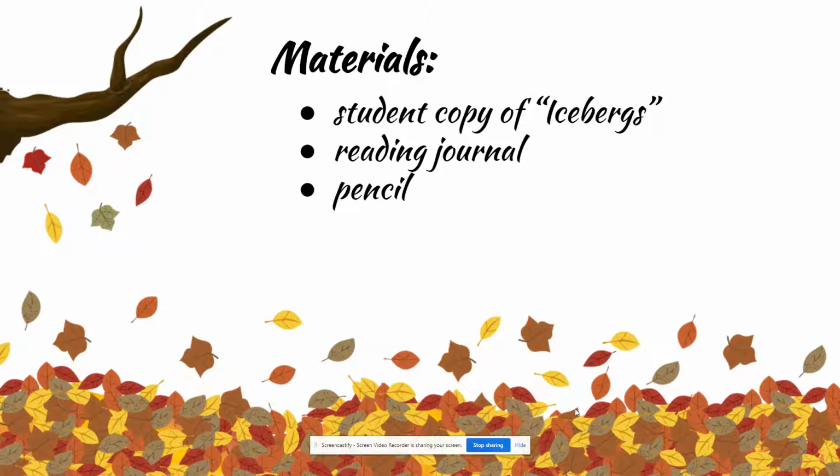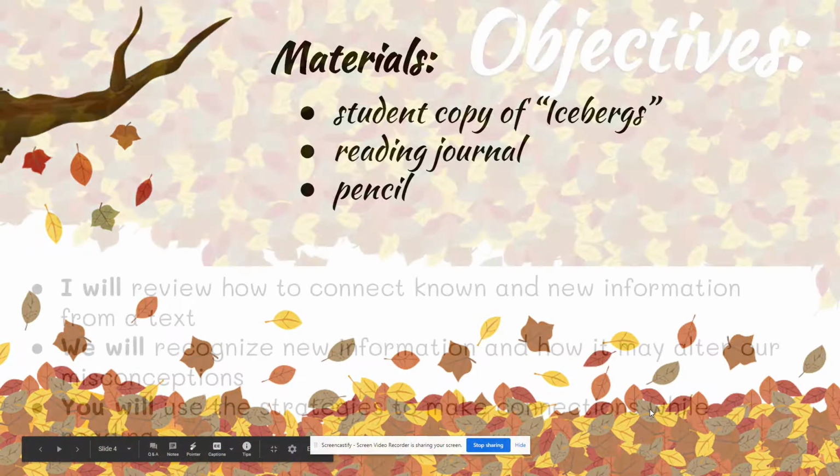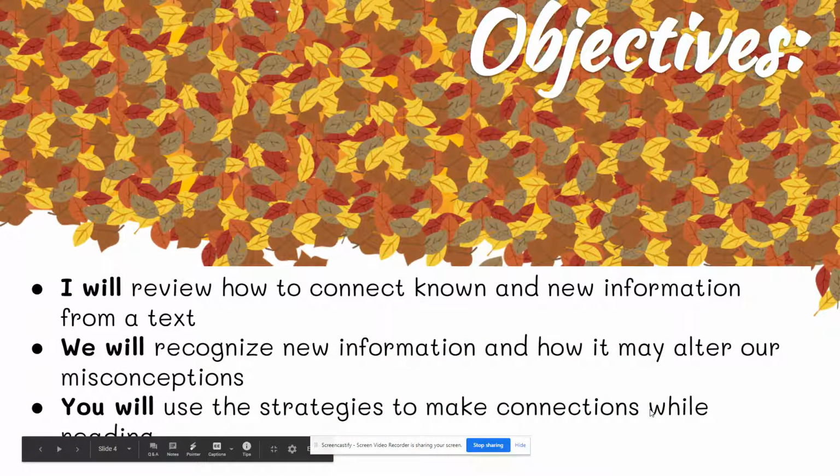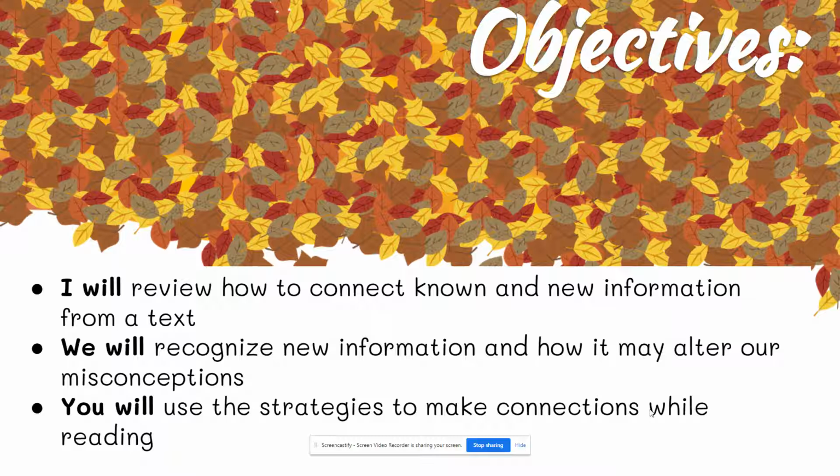Okay, now that you're back and you've collected the materials that you need, let's go over our objectives. I will review how to connect information from a text that is new to background knowledge. We will recognize schema and new information within a text and how it may change what you thought you knew. And you will recognize new information in a text and connect it to your background knowledge while reading.